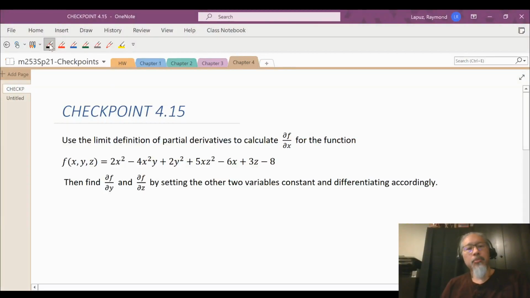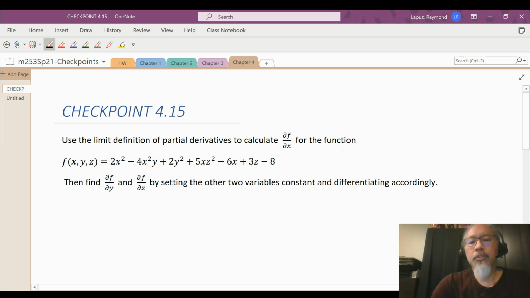Hello, we're doing checkpoint 4.15. In this checkpoint, they want us to find the limit definition of the partial derivative of f, or partial of f with respect to x, for the function f of x, y, z that's given here. And then they want us to find the partial of f with respect to y and with respect to z without using the definition and essentially using the shortcut.